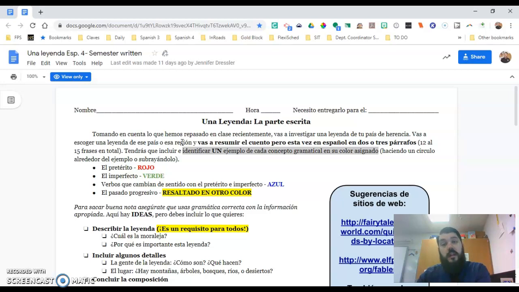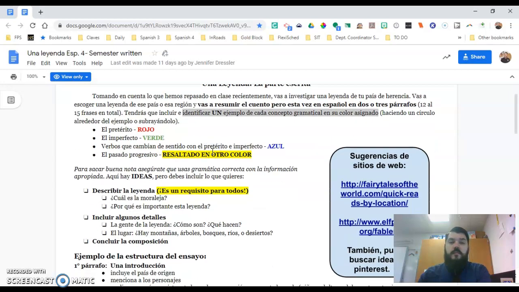So you're going to get that legend, I would assume, in English. You're going to read it in English, and then you're going to summarize it in Spanish. 2 to 3 paragraphs. That's it. 12 to 15 sentences. That's it. You're going to include and identify by color an example of each grammatical concept. So a few times you'll need to mention, at least 2 times, right?